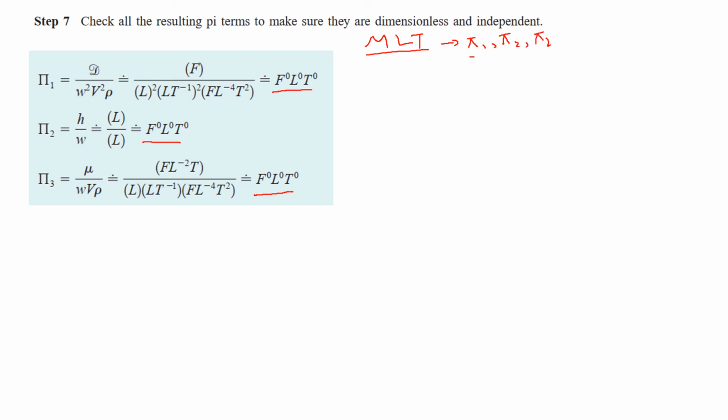Then we also write these pi terms in terms of our FLT basic dimensions, and see that they are also dimensionless in this. In this case they should be F to the power 0, L to the power 0, T to the power 0. So this is what we did, and this is what step 7 is all about: we have to cross check our result.